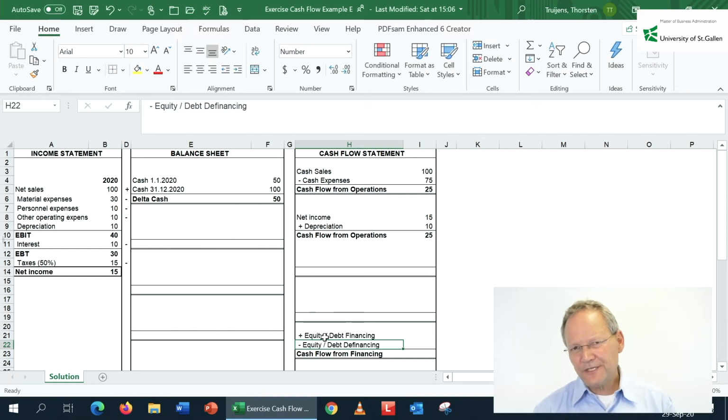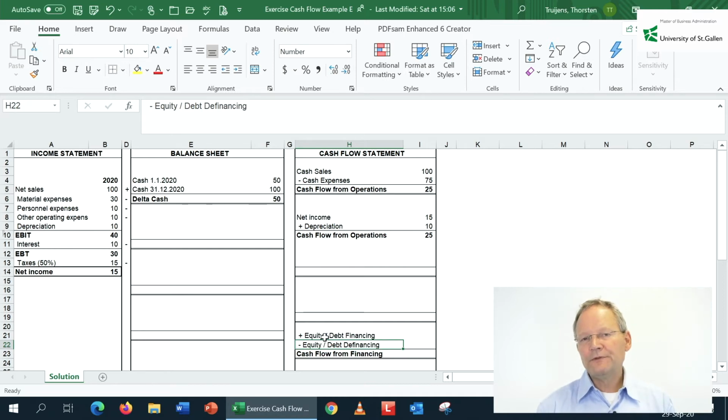Can you pay back equity? Yes, you can pay back equity. How? You pay a dividend. That means you take money out of the company to pay back the shareholders. So money shrinks and equity shrinks. Or we pay back a bank loan. That would be clearly the same thing in there.